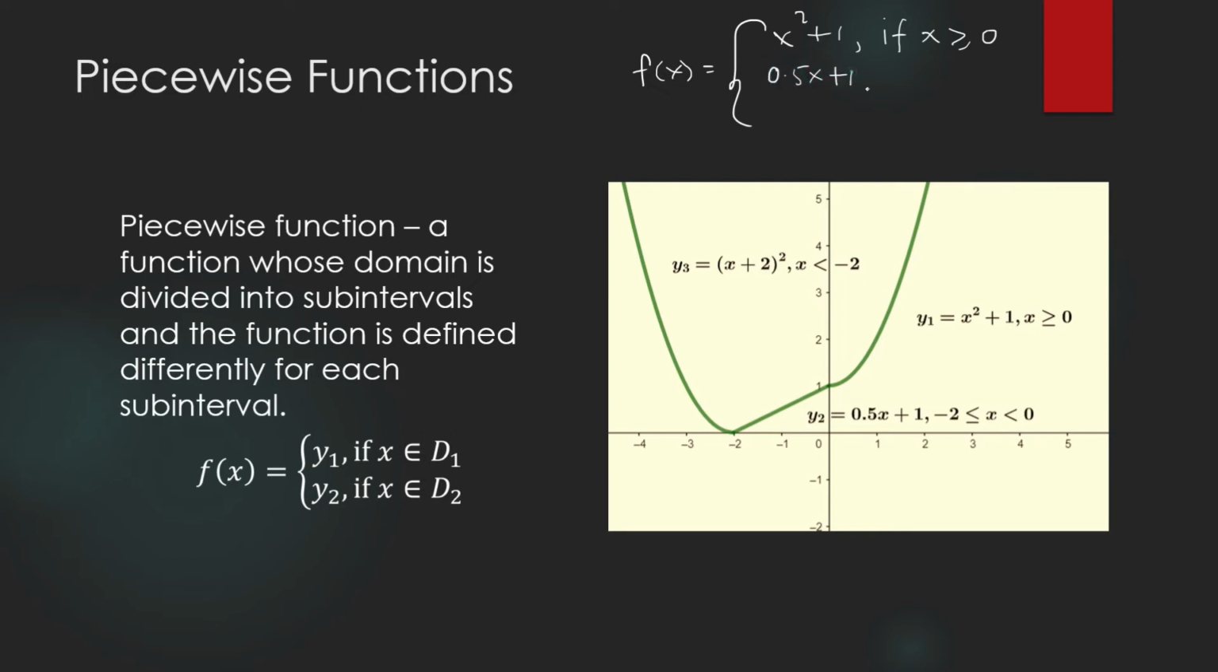0.5x plus 1, and it is equal to the square of x plus 2 if x is less than -2. So some books call this the conditional function because you will compute the value of your function depending on the conditions met by the values of x.